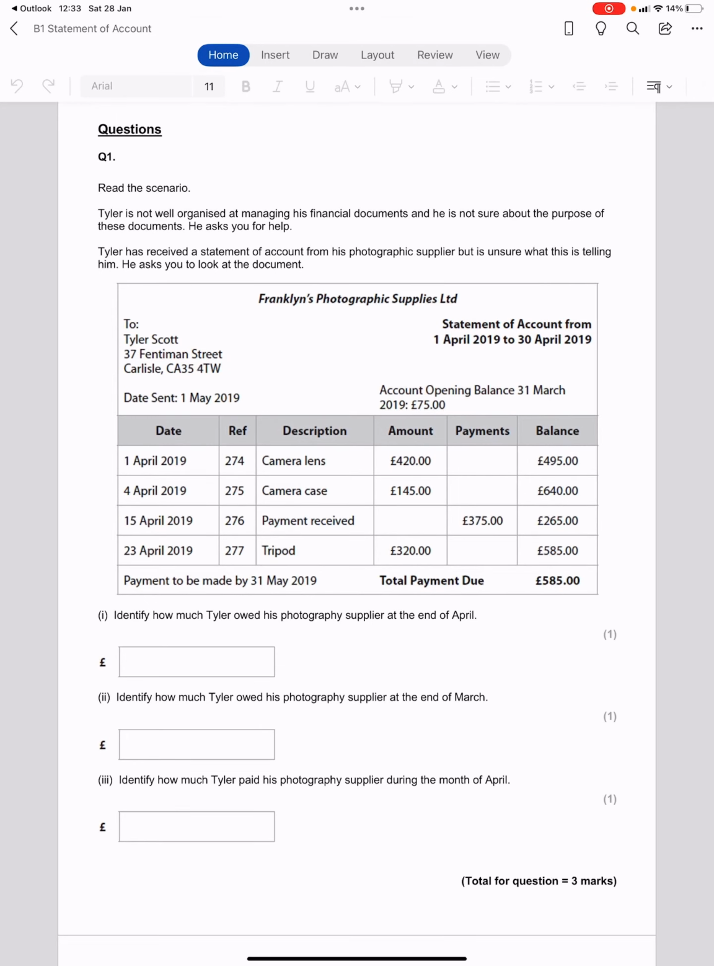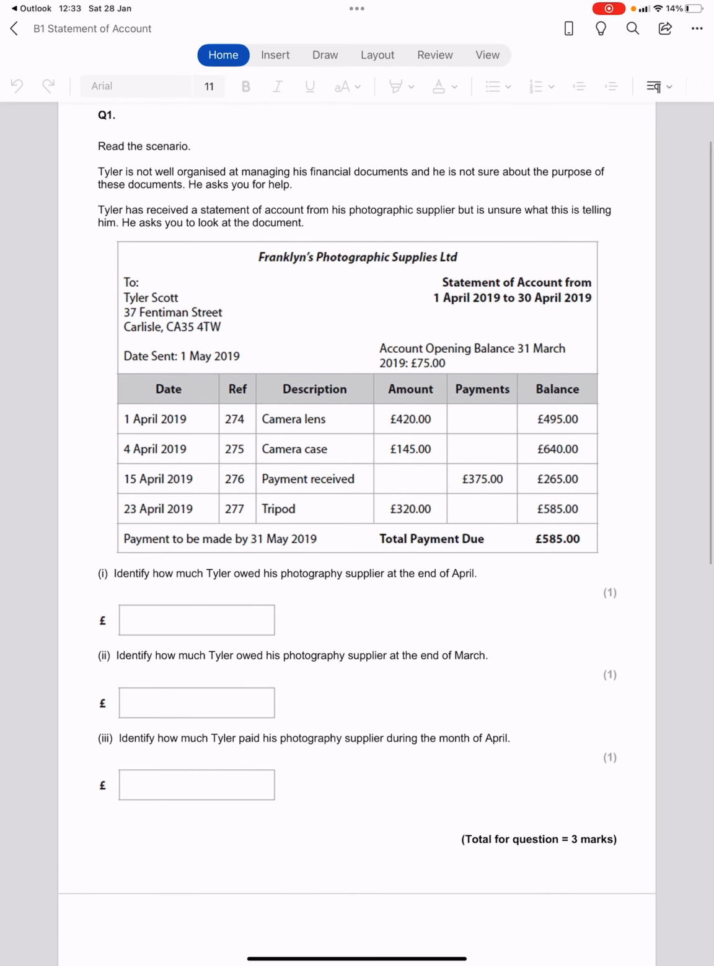Okay, so for this one, we're going to look at statement of account. In the exam, you might be given a statement of account and be expected to either take some information from it or maybe complete it, okay? In this one, we're going to be looking at taking information from it. So it's really important when you're doing this that you really read the question. So we're going to look at the first mark here.